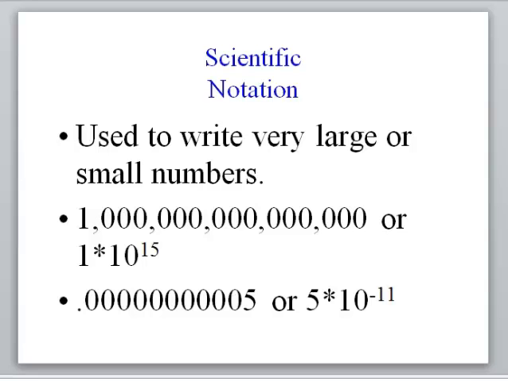Scientific notation is used to write very large or very small numbers. It condenses them. So instead of writing this huge number here, we can simply say it's 1 times 10 to the 15th. Normally we don't see that kind of sign in there, we'll just see the x. So 1 times 10 to the 15th. Or this really small number here, we would simply state as 5 times 10 to the negative 11th.